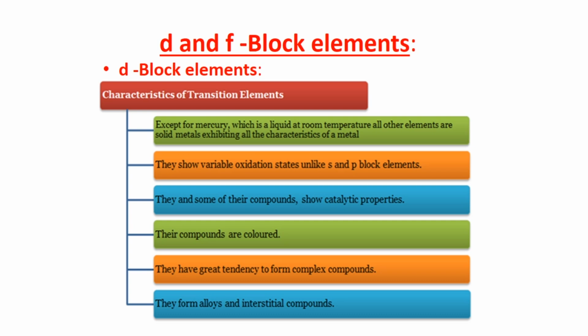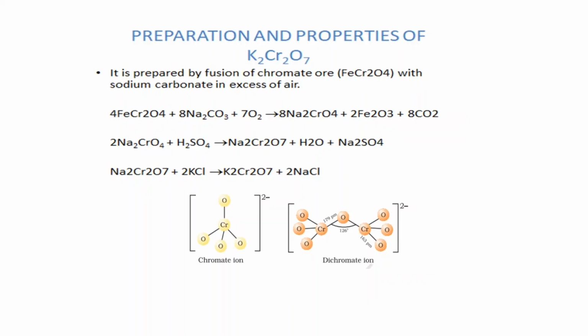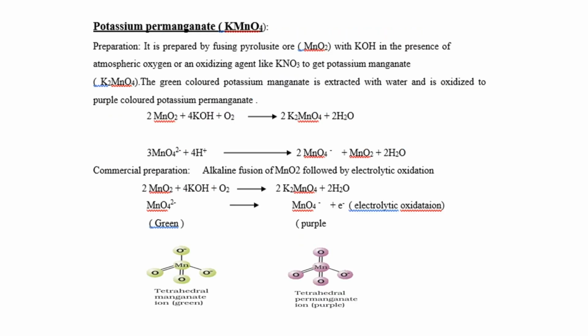They form alloys because of the similarity in size. They form complex compounds due to the availability of d orbitals, and they also form interstitial compounds. Do learn the reasons for the various properties. Next, we have the preparation and properties of potassium dichromate, structure of chromate and dichromate ion. Potassium permanganate, also do learn the two different methods of preparation and the structure of manganate and permanganate ion as shown in the slide.